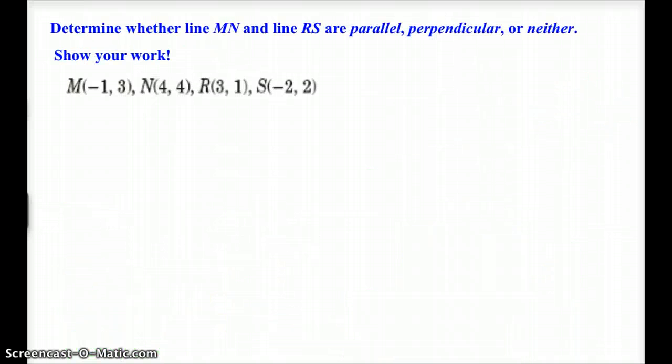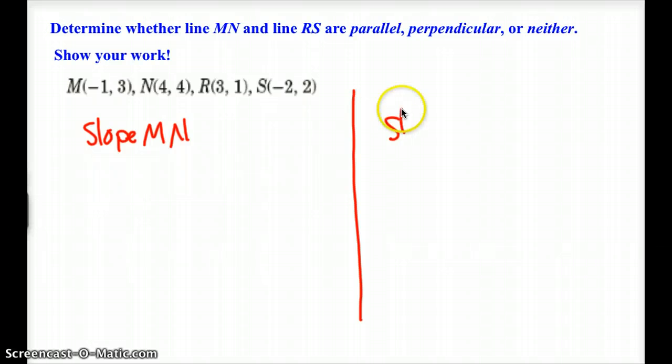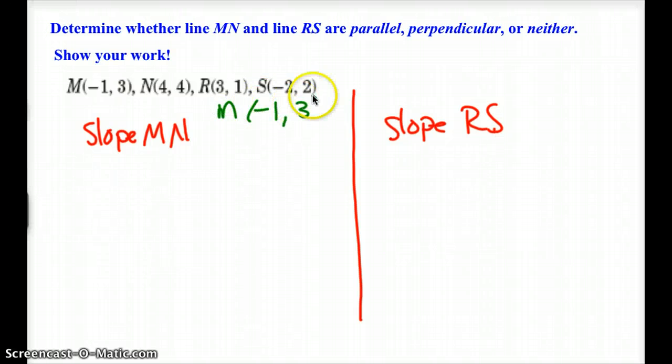All right, let's look at what we ask next. Determine whether line MN and line RS are parallel, perpendicular, or neither. In order to determine if they're parallel or perpendicular, I'm going to need to find their slopes. So I need to find the slope of MN, and I need to find the slope of RS. Again, I find it helpful to stack them up. Just makes it easier for me.